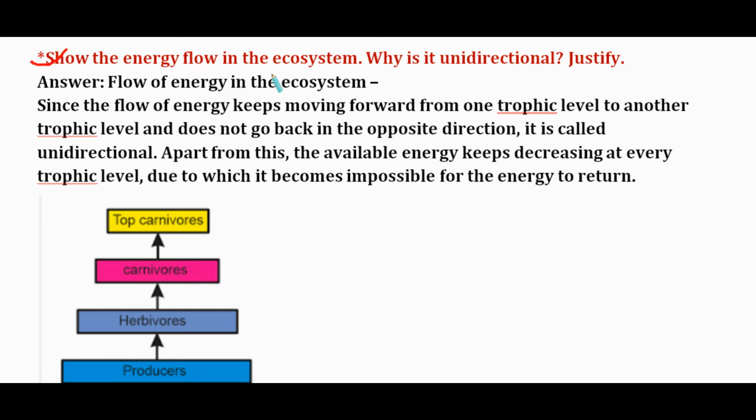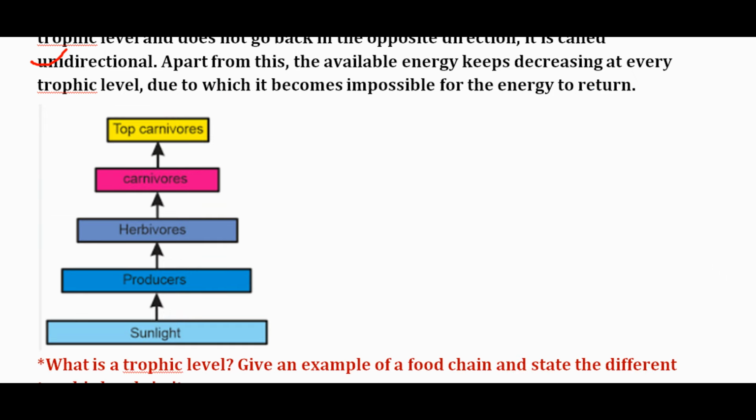Now the question is, why is the energy flow in the ecosystem unidirectional? Justify. Since the flow of energy keeps moving forward from one trophic level to another trophic level and does not go back in the opposite direction, it is called unidirectional. Apart from this, the available energy keeps decreasing at every trophic level, due to which it becomes impossible for the energy to return. And it can be shown here.